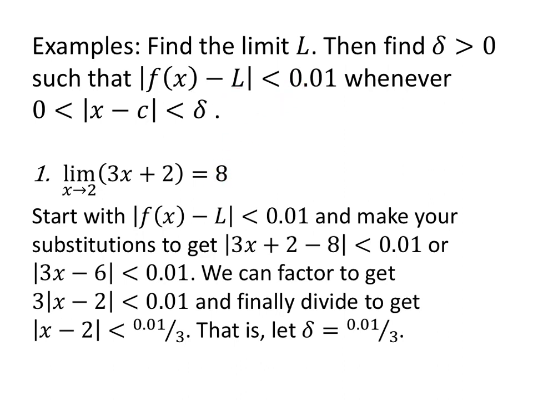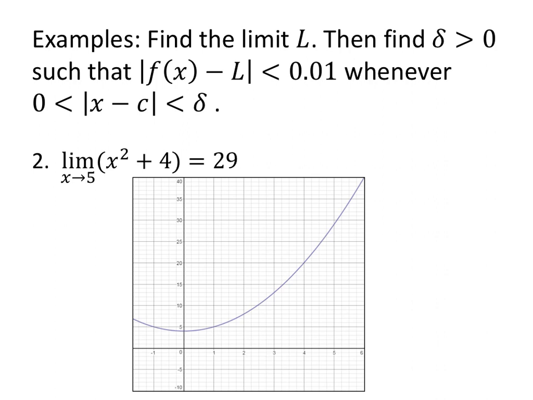All right, another one. Here, the limit as x approaches 5 of x squared plus 4 equals 29. Why is that? X squared plus 4 is graphed. As x approaches 5, my y values are 29, the line right before 30. So graphically, I can find this limit.